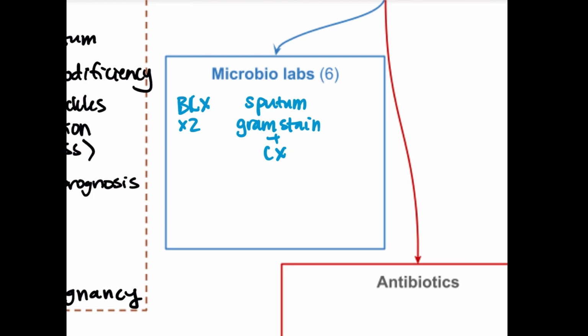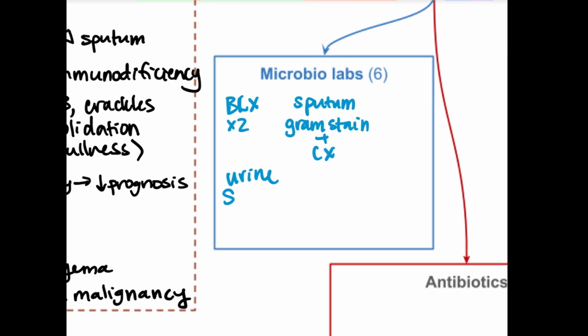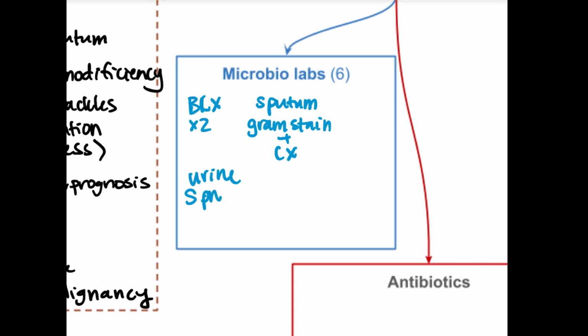Okay, another one is to get urine strep pneumo. We also want urine Legionella. And then we'll want to get something to help rule out viral causes of pneumonia, which are possible. So we'll get viral PCR.